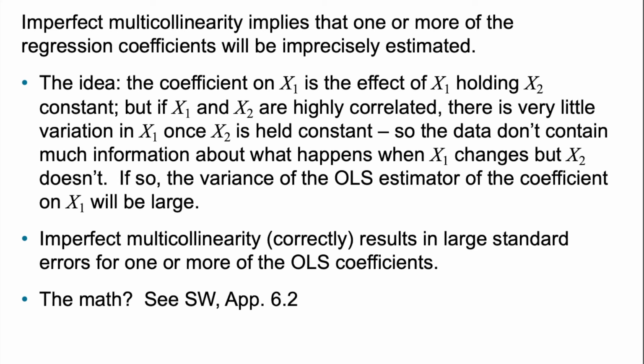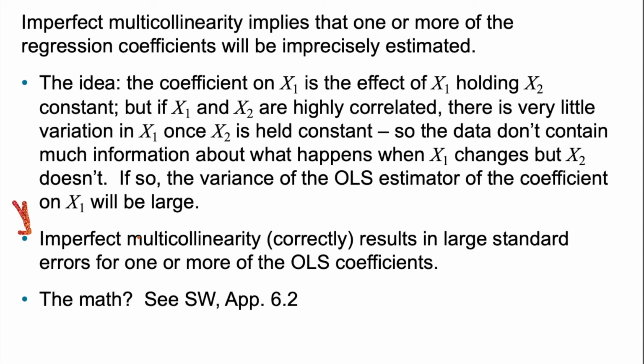If so, if we have both x1 and x2 in the regression, what we're going to see is that the variance of the OLS estimator of the coefficient on x1 is going to be large. So this is the result of imperfect multicollinearity. This is what happens, okay? And correctly, imperfect multicollinearity results in large standard errors for one or more of the OLS coefficients.